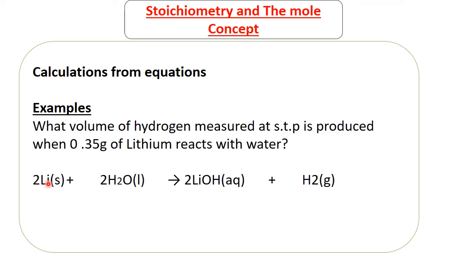Another way in which you can easily deal with this is to convert this mass to number of moles. Once you know the number of moles that are present in 0.35 grams, you're going to use the coefficients. That is, 2 moles of lithium produces 1 mole of hydrogen. What about this number of moles? How many moles of hydrogen are they going to produce? When you do that, the amount of moles of hydrogen you get, you convert to volume.